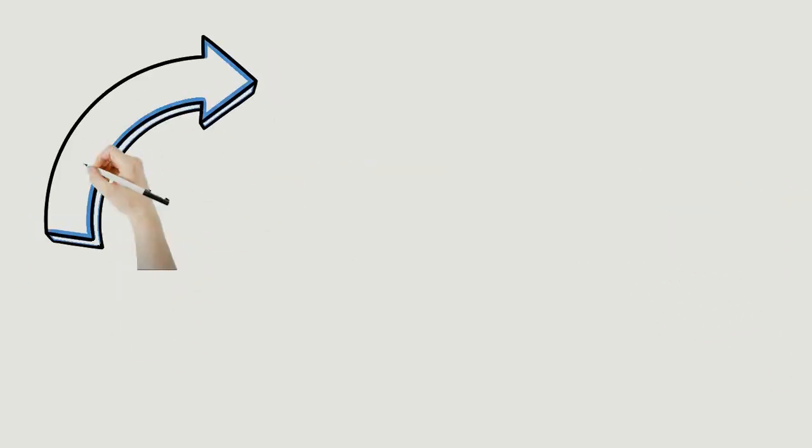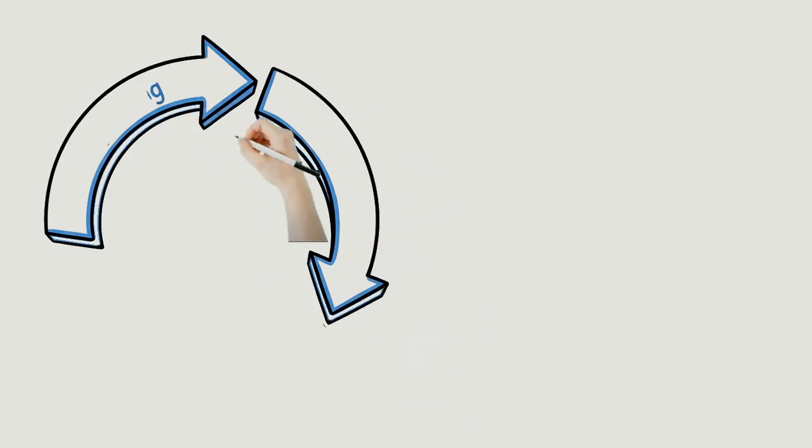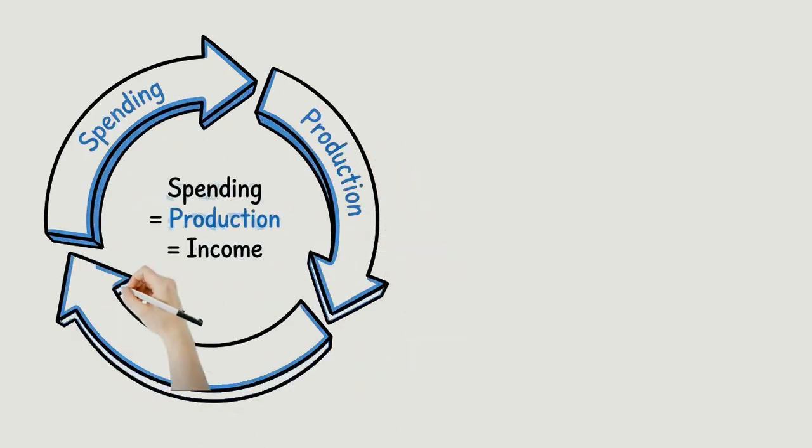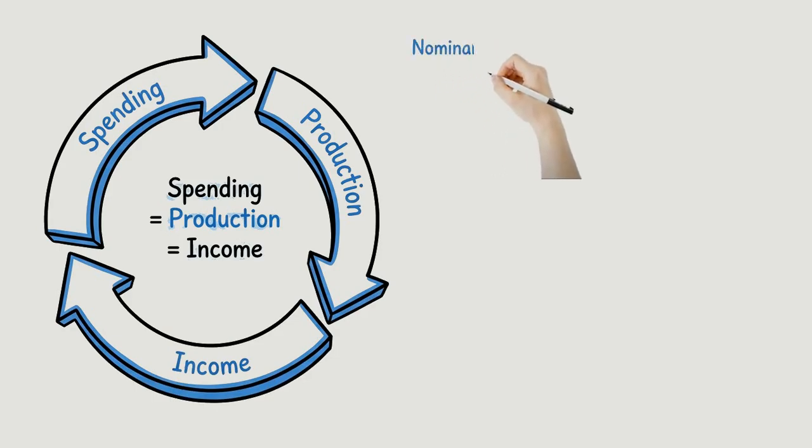GDP can also be measured by adding up value added across firms, or by adding up incomes like wages, rent, interest, and profits. These methods give the same total, because spending, production, and income are three views of the same activity. One final distinction matters a lot: nominal versus real GDP.